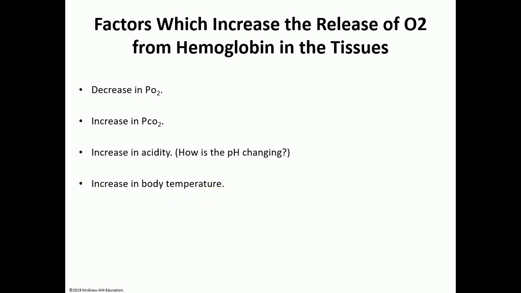So if you have an inflammation in an area of the body, this area of inflammation is going to be warmer than the rest of your body, and that again is going to help hemoglobin let go of extra oxygen in that inflamed tissue.